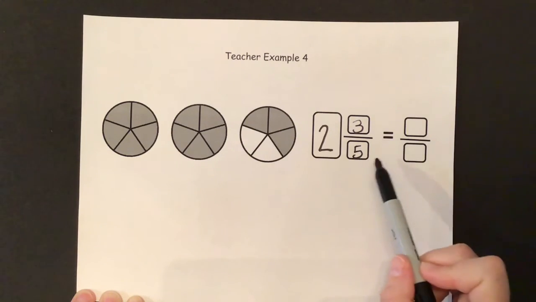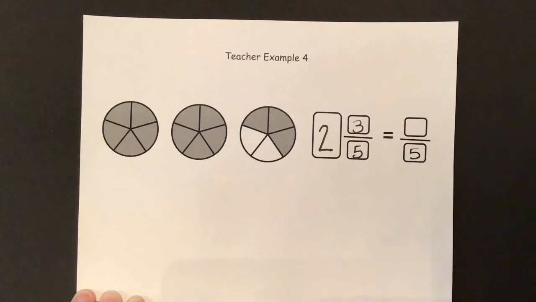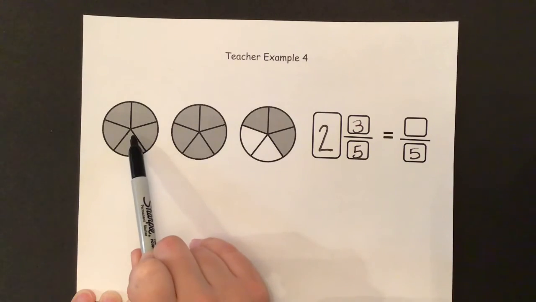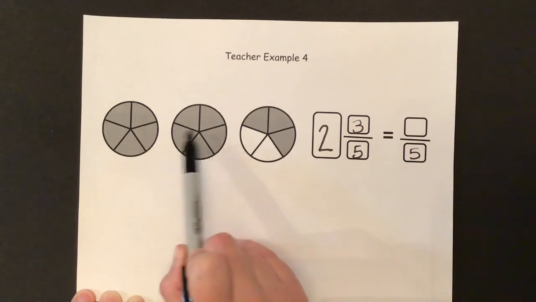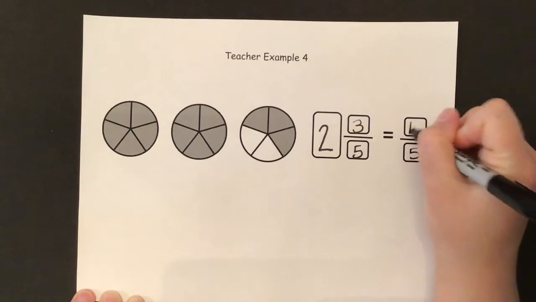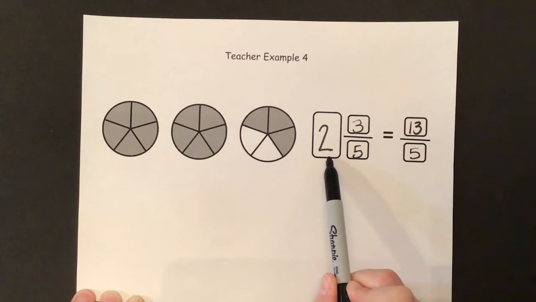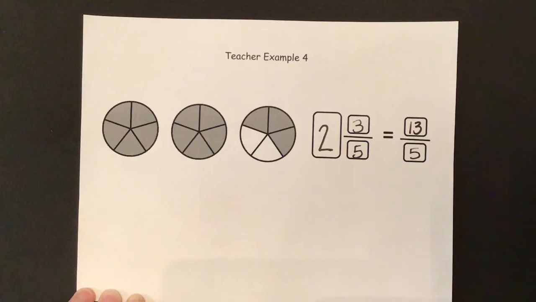I know that the denominator is 5, it's fifths. We're working with fifths. And then I know that I've got 5 pieces here, 5 pieces here, so that's 10 pieces, 11, 12, 13 pieces. So the improper fraction name is 13/5. The mixed number name is 2 3/5.